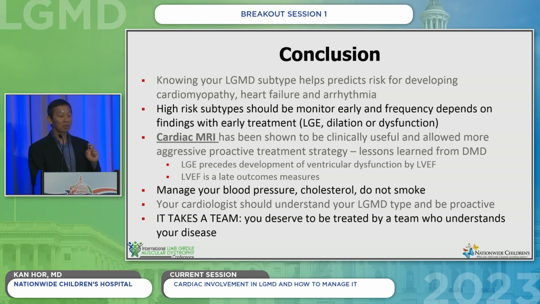High-risk subtypes should be monitored early, and the frequency depends on what findings you have, including evidence of LGE or scar, or if your heart is dilated or not functioning well. Cardiac MRI has really been shown to be clinically useful in many diseases. In neuromuscular disease, Duchenne has been an important lesson for a lot of neuromuscular disease, and I think there are lessons we should be taking into LGMD and other neuromuscular diseases.